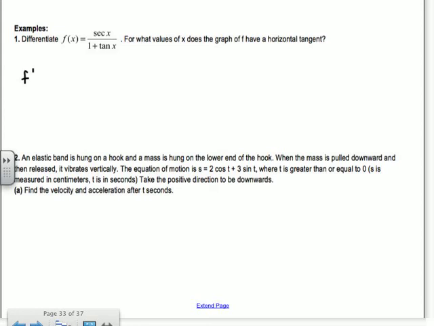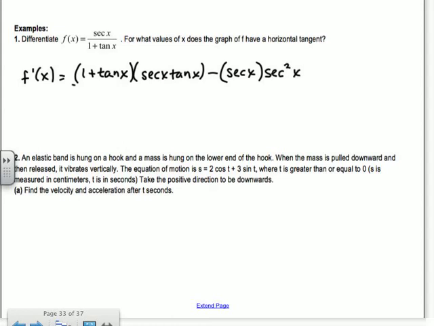Okay, so if I'm taking the derivative, f prime, so you do your low d high minus high d low, all of it squared, what's below? Okay, you should get that. So 1 plus tangent x times secant x tangent x minus secant x secant squared x all over 1 plus tangent x quantity squared.